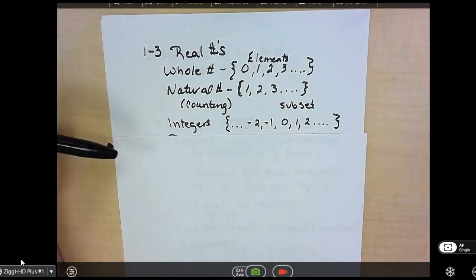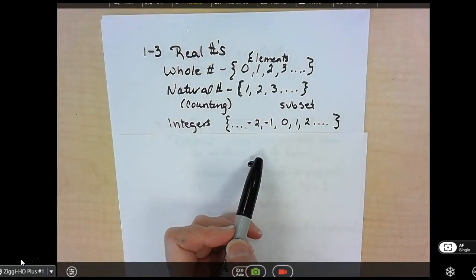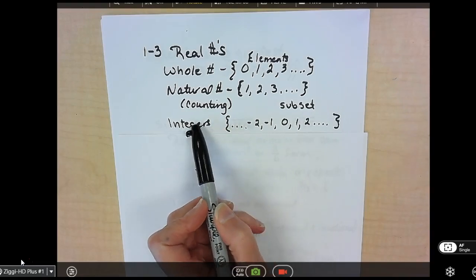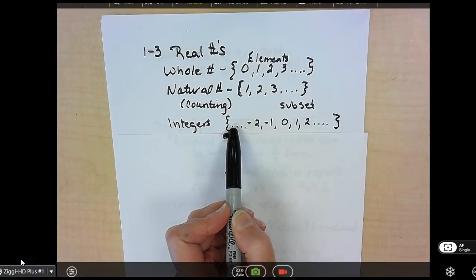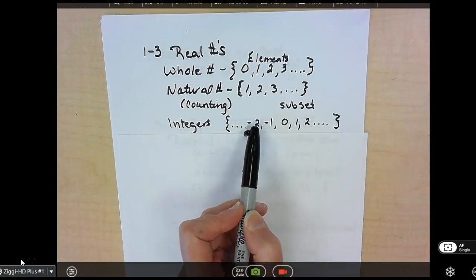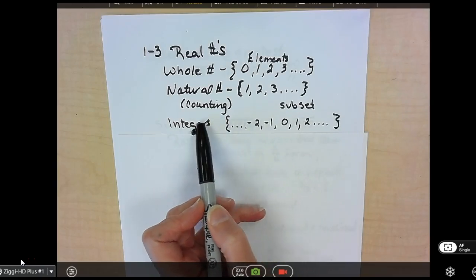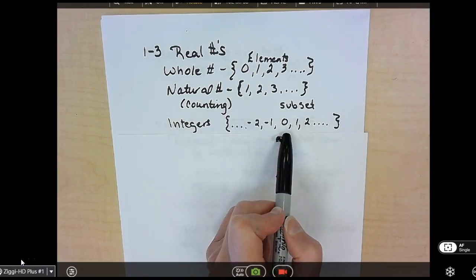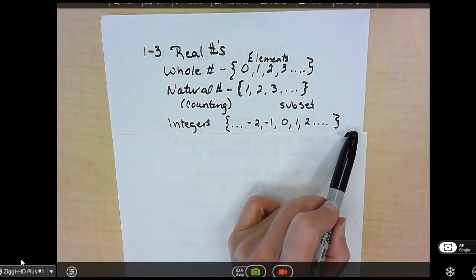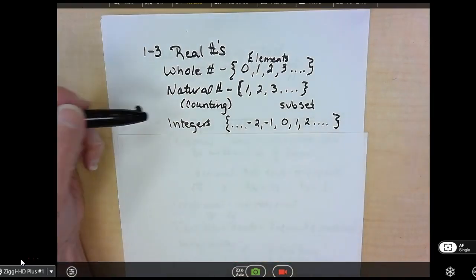Integers, they're positive and negative whole numbers, so they continue on to the left forever. That's why we have the dots going on to the left. So if you start at 0, -1, -2, -3, -4, continuing on down. 0, 1, 2, 3, continuing on up forever. That's our integers.